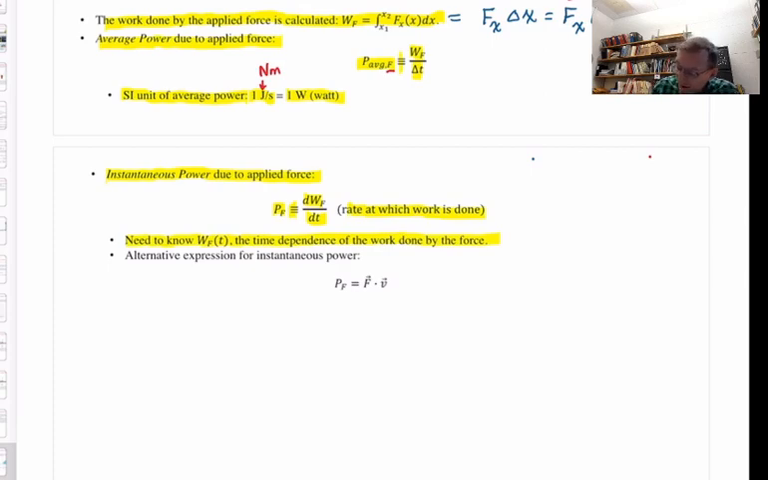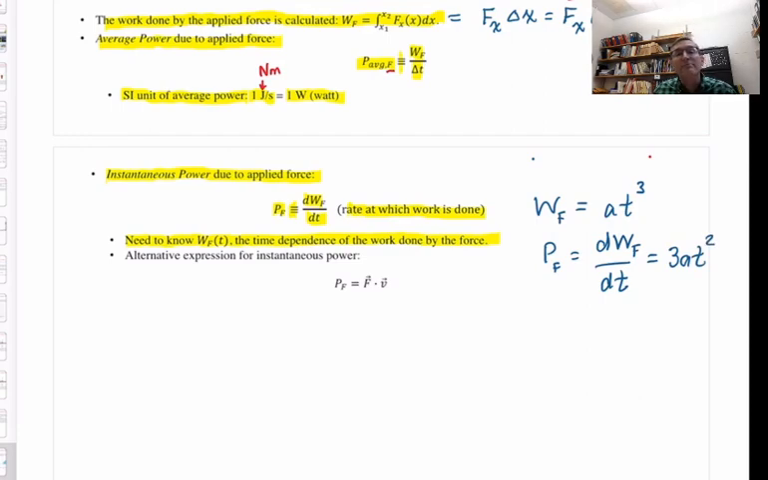If you work out, no pun intended, that the work done by the force goes like some constant times t cubed, then the instantaneous power associated with that work is the derivative of that work with respect to t. And there's the work function, a t cubed, and that's a polynomial, and the derivative of that would be 3 times a times t squared. That's all you got to do, if you know how the work depends on time.